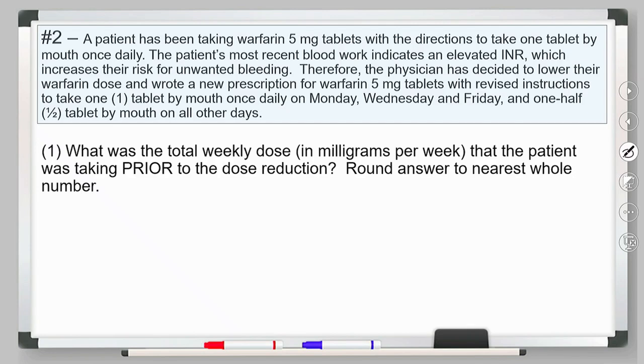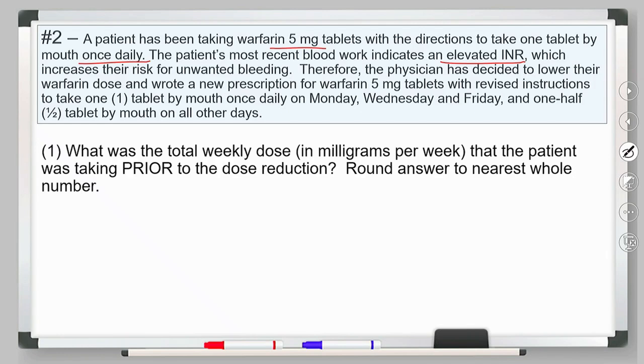So this patient has been on 5 milligrams, and this is important, once daily. That's what they were on. They had their blood work done, and they found that their INR is elevated. So what do you think we want to do to the dose? Bring it down, because if it stays elevated, they're at a bleeding risk. So we want to bring it down. What do we need to do with the dose?